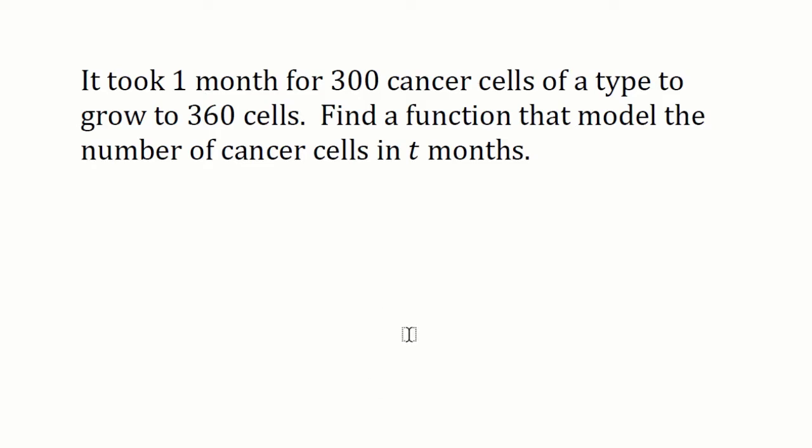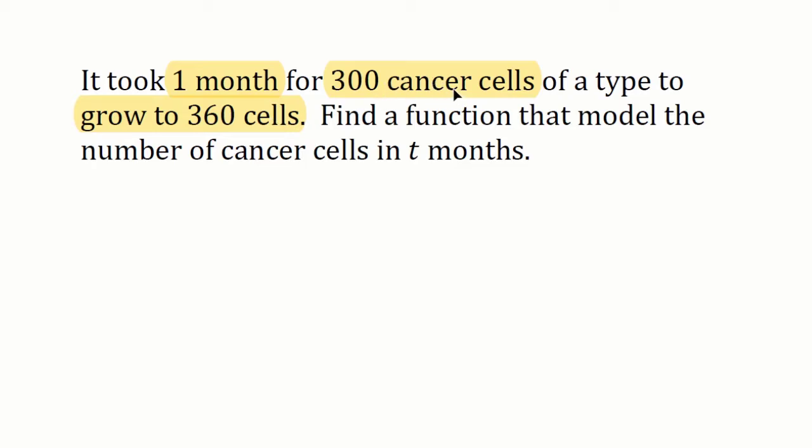Reading the wording description right here, it says it took 1 month for 300 cancer cells of a type, whatever type that is, to grow to 360 cells. Find a function that models the number of cancer cells in t months. Once again, the wording says it took 1 month. So we have some amount of time here, but that doesn't really give you a rate. It's just an amount of time. It took 1 month for 300 cancer cells of a type to grow to 360 cells.